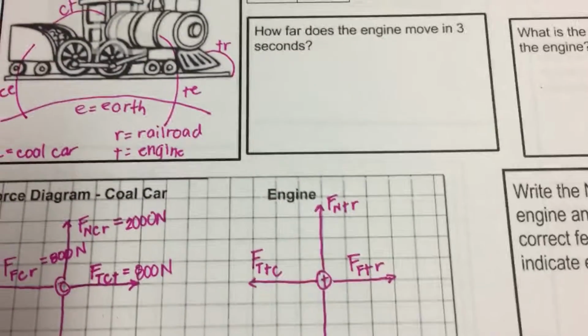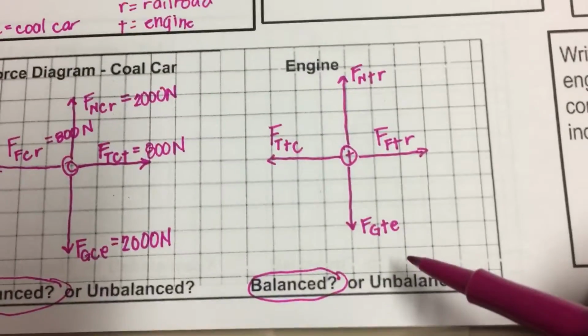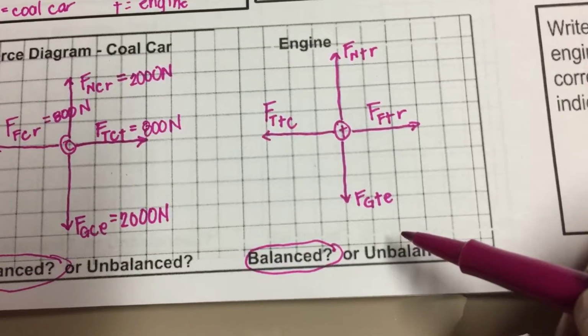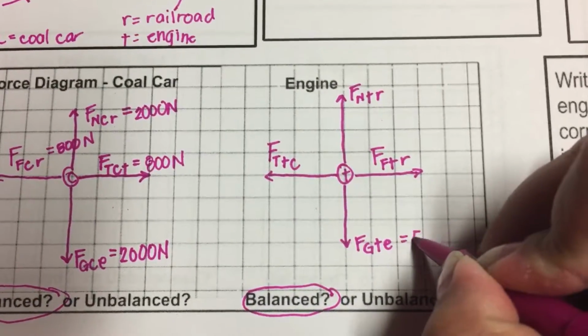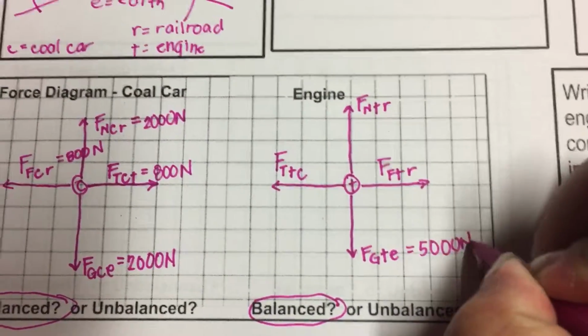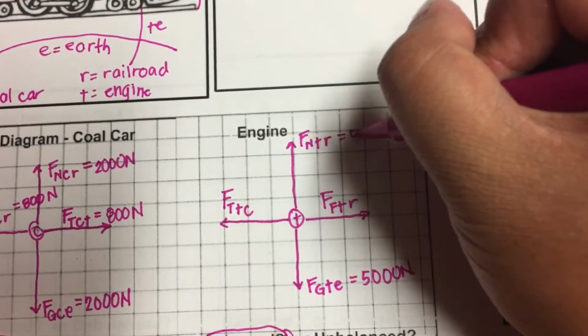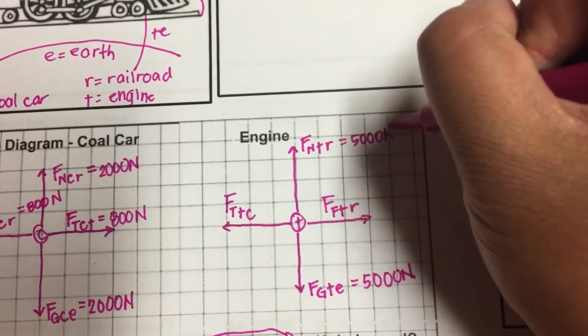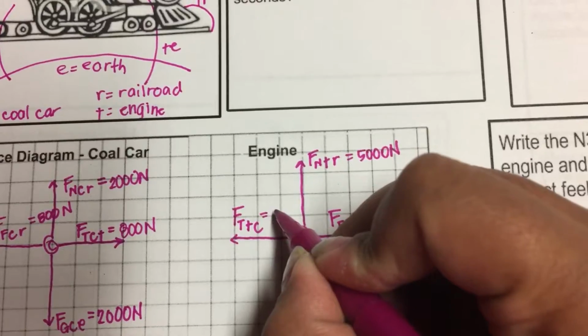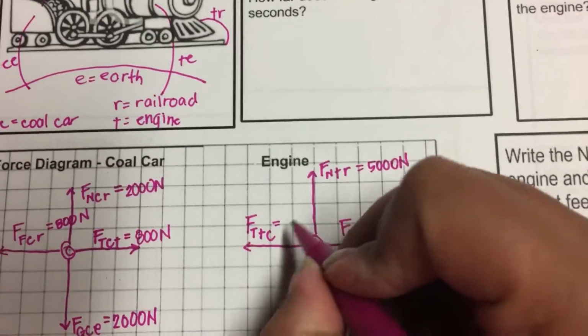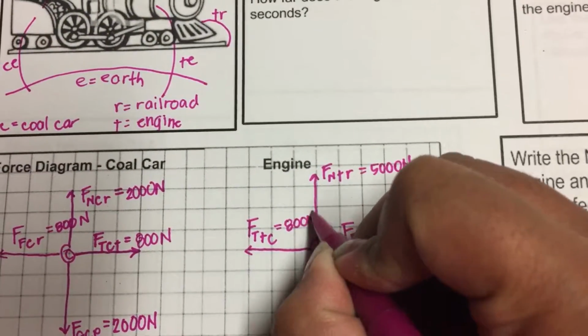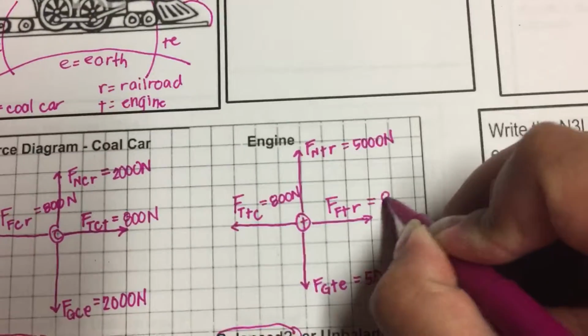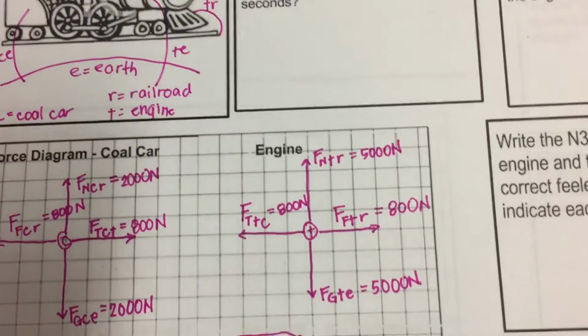So now we know that the engine car weighs 5,000 newtons. And so it is being pushed up at also 5,000 newtons. This is going to be 800 newtons because that's how much it is pulling the coal car. And then that means friction is also working at 800 newtons.